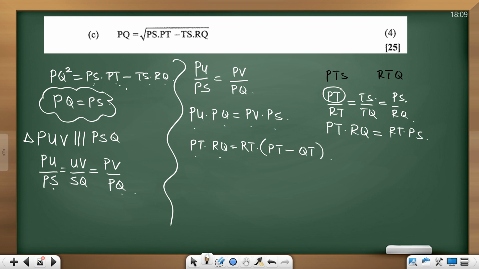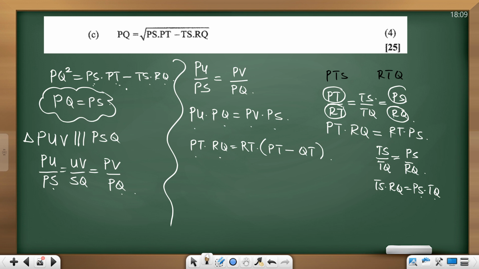Okay, TS and what? TQ is also equal to what? PS and RQ. Can we walk around? The first time we used this, and this, right? Okay, if I use these two, TS over TQ equals PS over RQ. Okay, wait. TS and RQ is PS and TQ. Do we have this? PS and TQ?